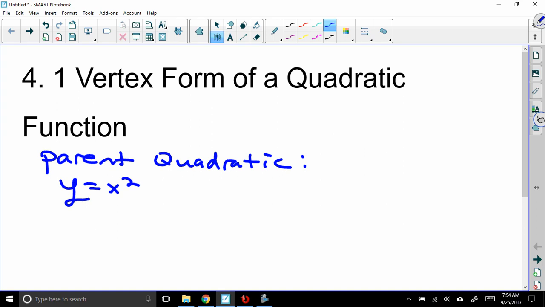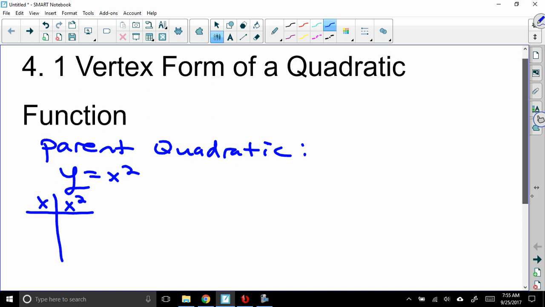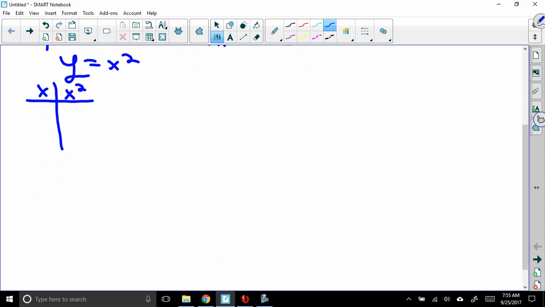Remember that? So if we came up with a table of values, x, and rather than writing y in my table, watch what I'm going to write. Rather than writing y, I'm going to write x squared because that's where my y's are coming from. Hopefully you're picking up what I'm putting down there, and that makes sense why I'm doing that.